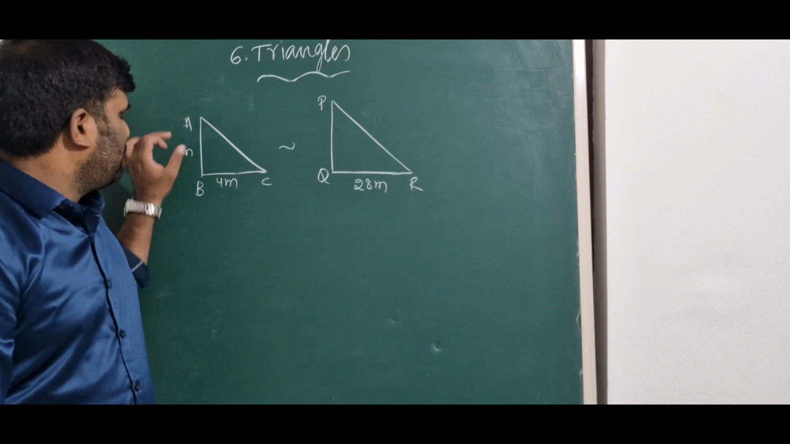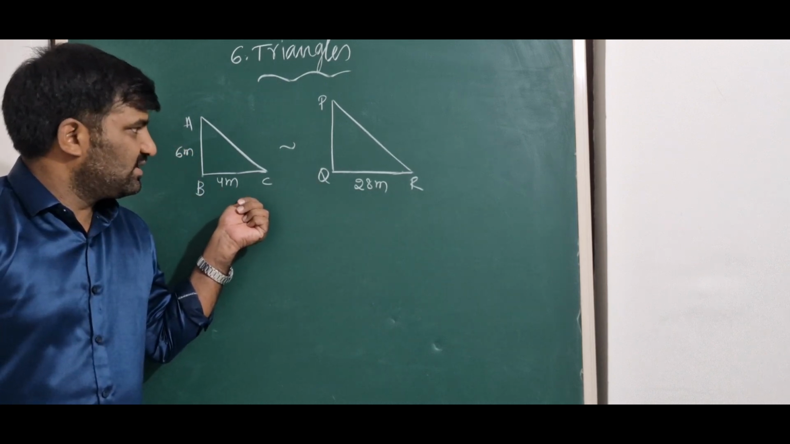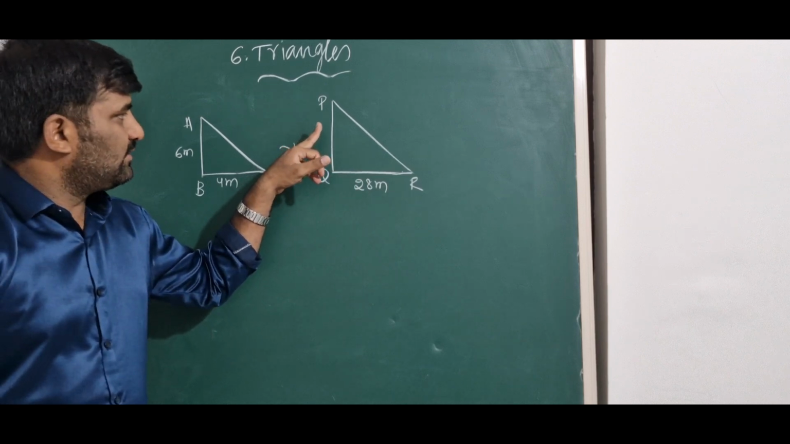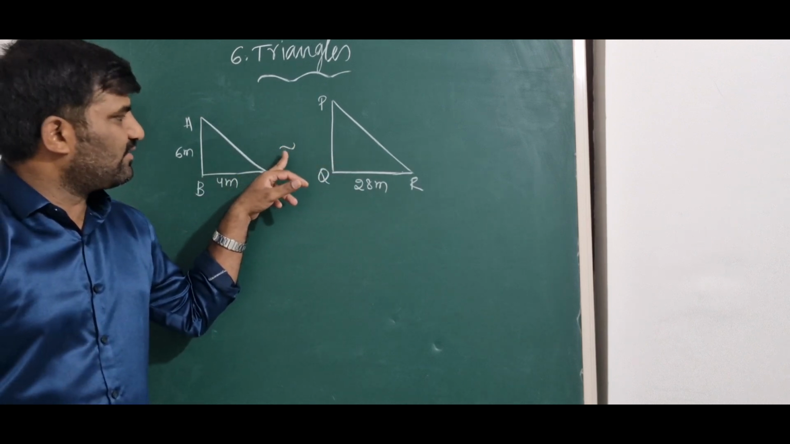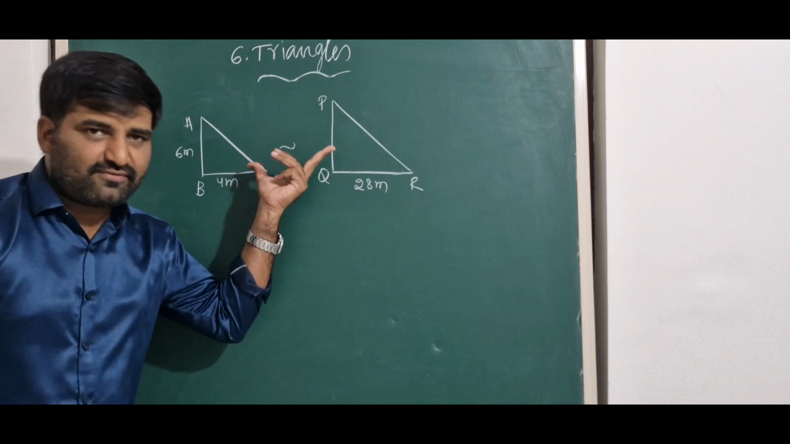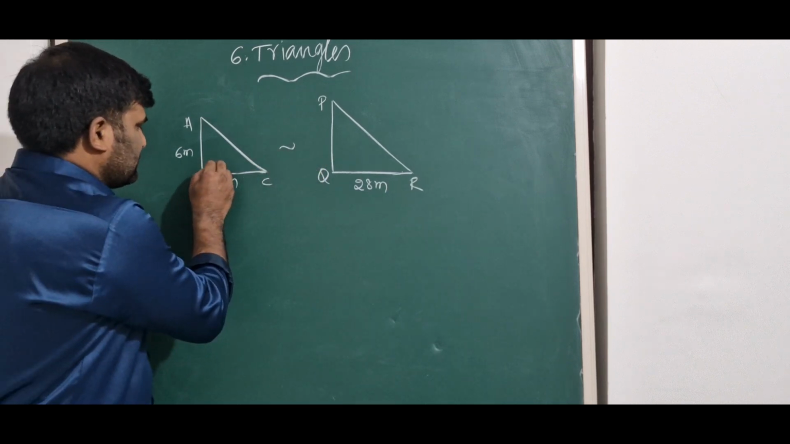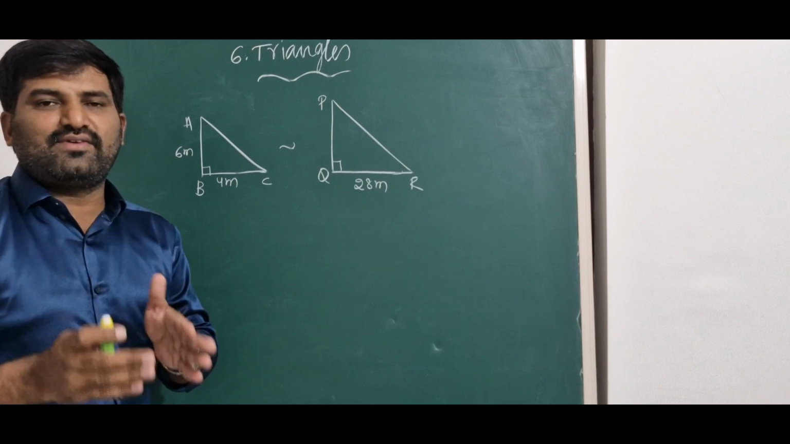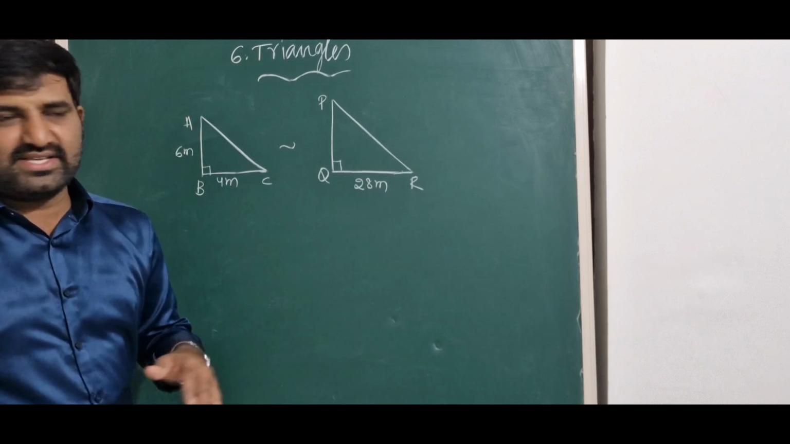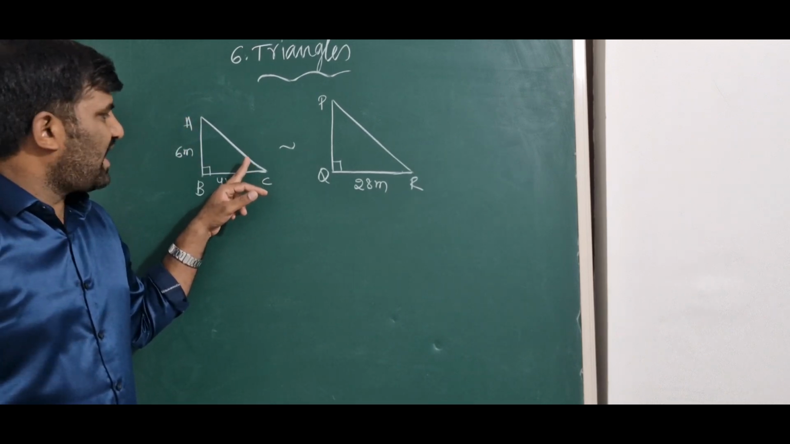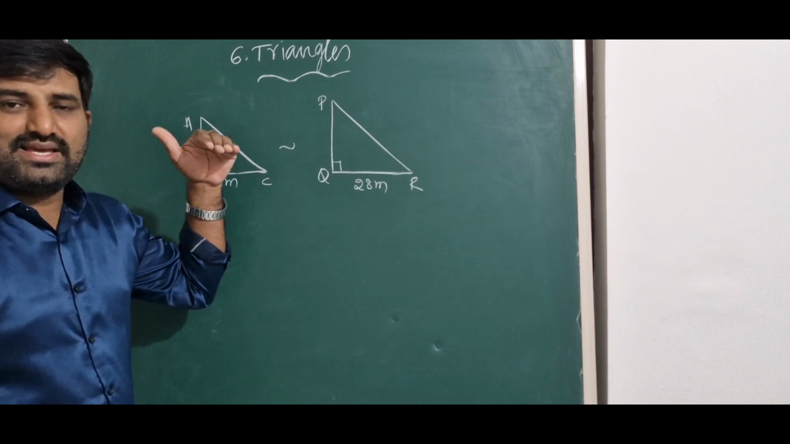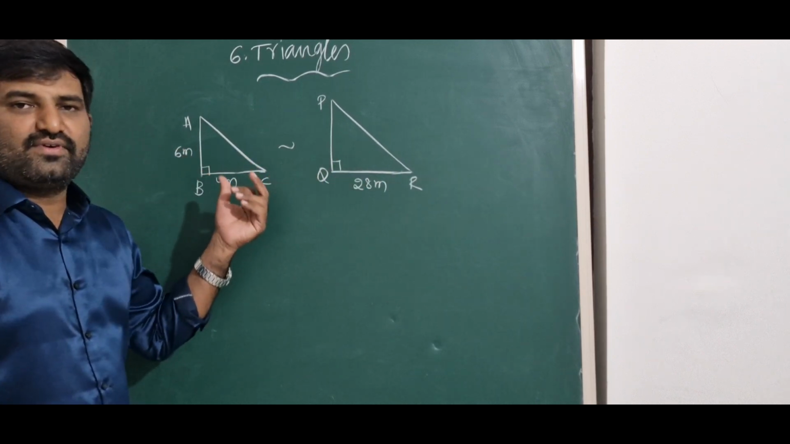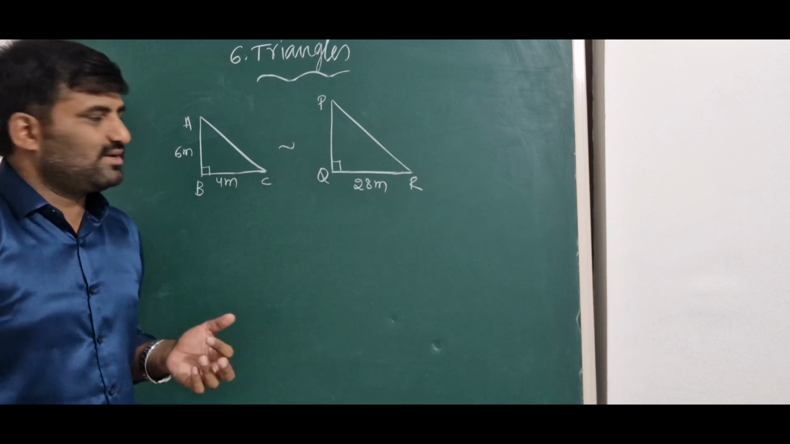If the height of the pole is 6 meters and its shadow is 4 meters, and the shadow of the tower is 28 meters, find the height of the tower. Here we need to first prove these 2 triangles are similar. These 2 angles are 90 degrees because the pole and tower are always perpendicular to the surface, and at the same instant the sun's angle of elevation with the ground will be the same. With the help of AA similarity you can prove these 2 triangles are similar.